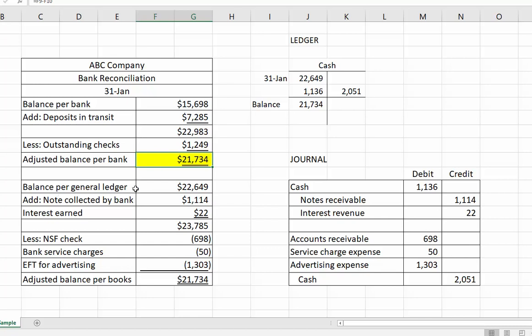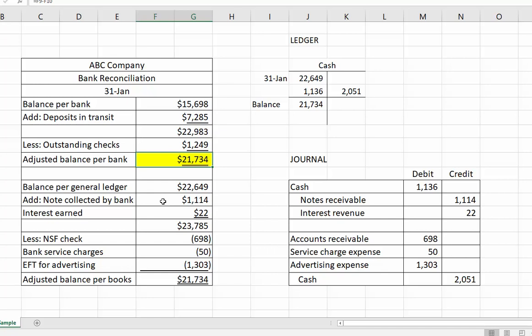All right, now let's go to our general ledger. So we said that this balance comes from our ledger, $22,649. We're going to adjust this for anything that we found out when we got our bank statement that we didn't know about before. So one of the things is the bank collected a note for us. So remember, note receivable is money that somebody owes us. We had a receivable. Instead of sending us the money, they sent the money right to the bank. So the bank put this into our account. We didn't know about it, but now we do. So we're going to add it into our balance. Okay? The bank added it into their balance, but we haven't added it into ours yet.